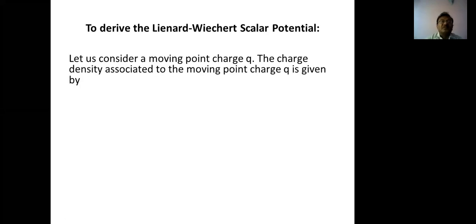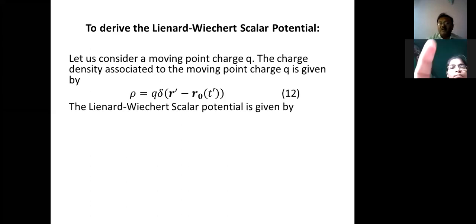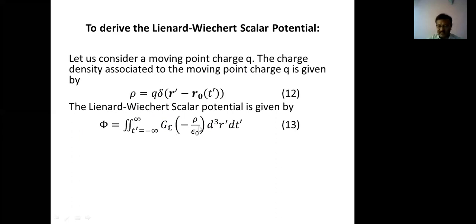This is the scalar one. So let us consider a moving point charge Q. The charge density associated to the moving point charge is given by equation 12, that is rho equals Q times a delta function. And the Liénard-Wiechert scalar potential is given by this relation, as in the case of the vector potential, that was vector A equal to a similar integration with this Green function, and there was minus mu naught times J, d^3 r prime dt prime, as well as a factor of r naught dot, that was the velocity term. But here in the case of the scalar potential, we don't have any factor like velocity.